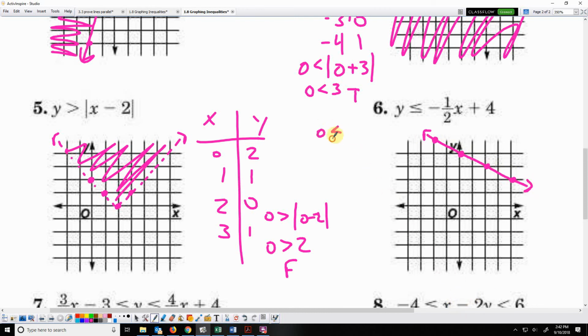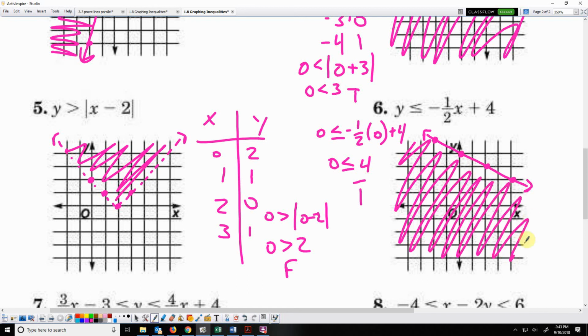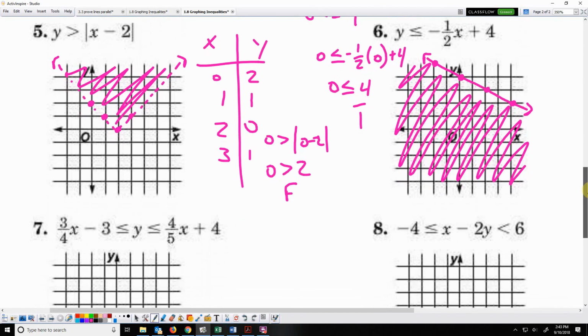And 0 is less than or equal to negative 1/2 times 0 plus 4. So 0 is less than or equal to 4. That is a true statement. The origin makes a true statement, so everything else on the same side of the line will also make a true statement. Okay, so everything down here in the shaded region and everything on the line will make a true statement that will satisfy the inequality.